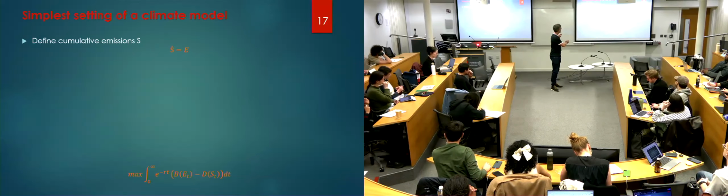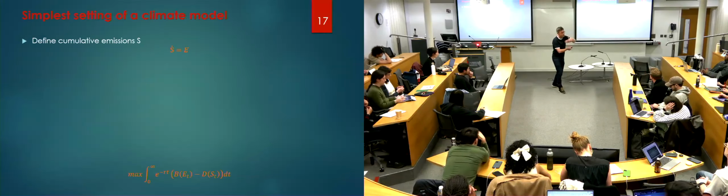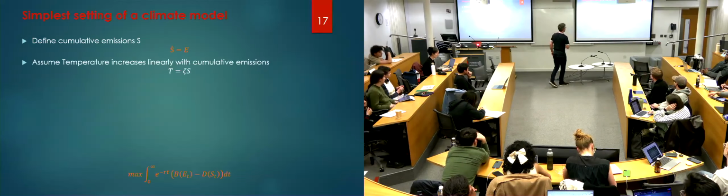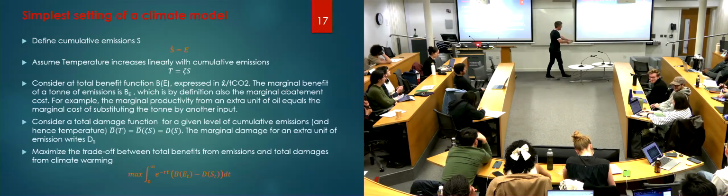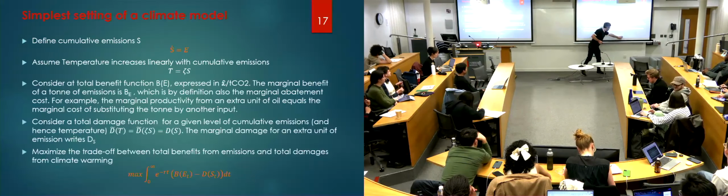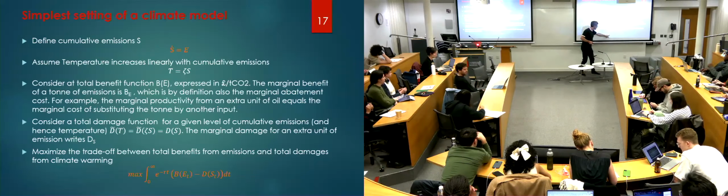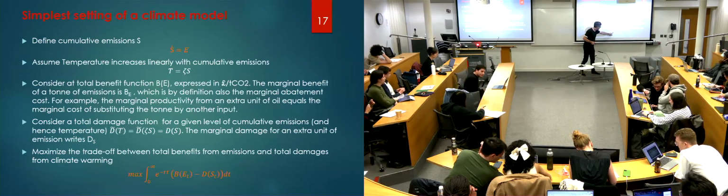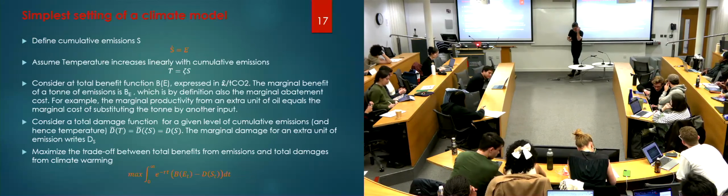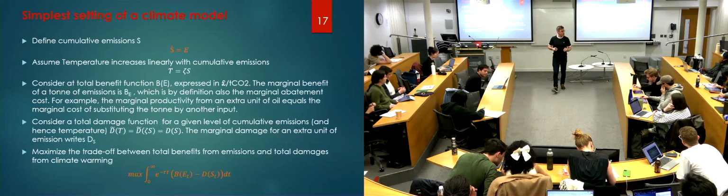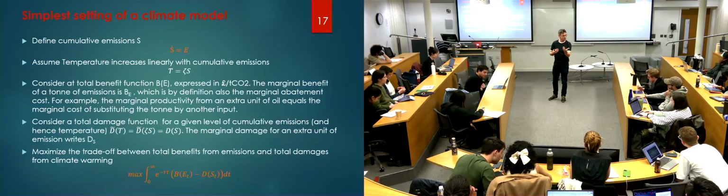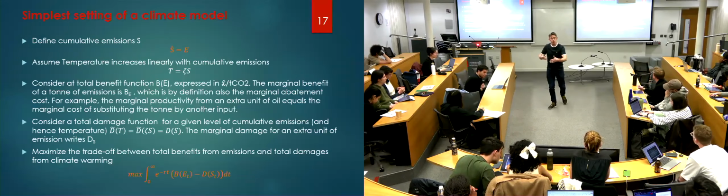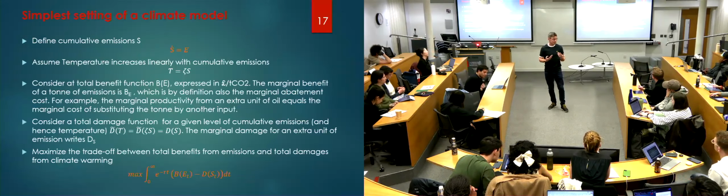Define cumulative emissions as just the sum of all past emissions. Then temperature, I've told you, is proportional to cumulative emissions. Here is our basic model. We have a discount rate, and we do two things. There are benefits of emissions, that is the marginal productivity of a ton of emissions. The derivative of that is the marginal benefit of emissions, and so it's also the marginal cost of avoiding emissions.